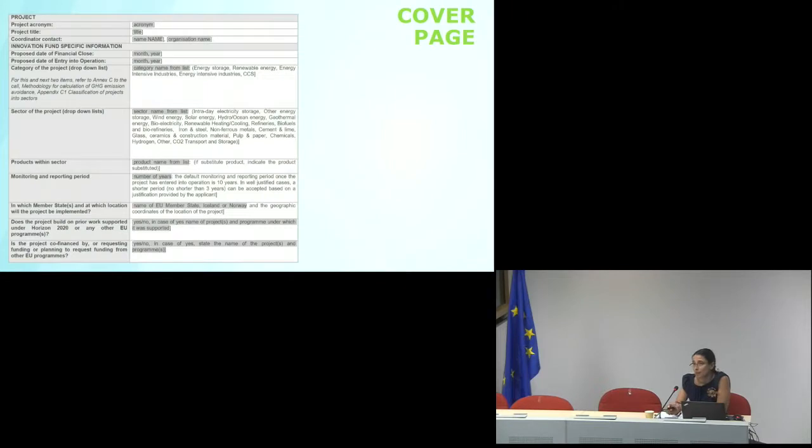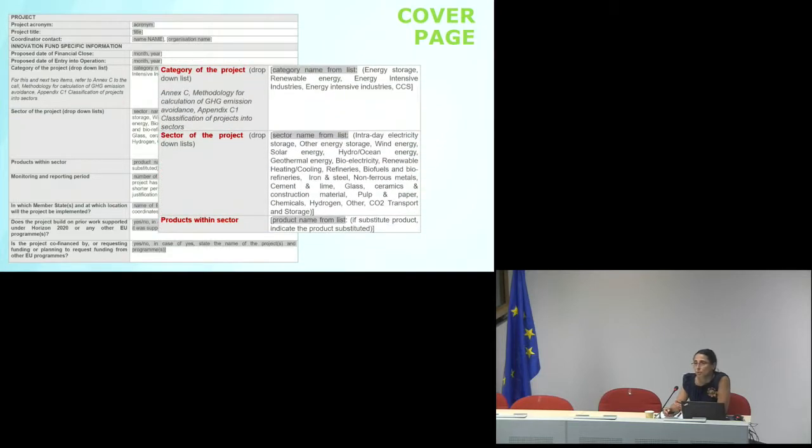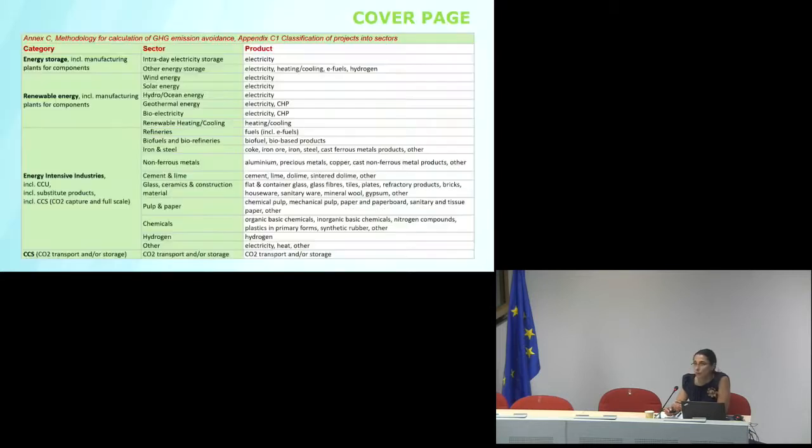So I will start with the cover page, and that is quite a long page and quite easy to fill in, except for perhaps 3 of the rows, which are to do with the category, sector, and products of the project. So I will immediately, on this slide, show you an extract from Annex C, Appendix C1, where we explain a little bit more in detail what we propose as classification of projects for the Innovation Fund. So there is certain choices you can make, but then other choices are kind of given.